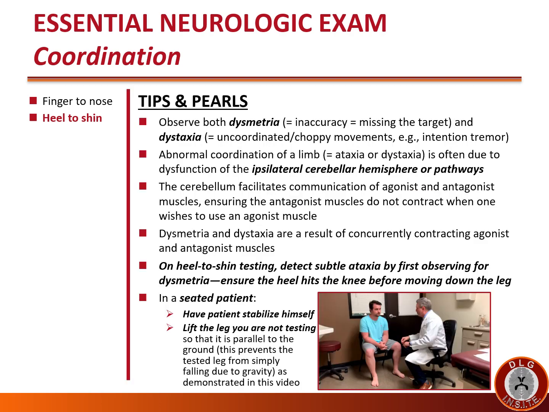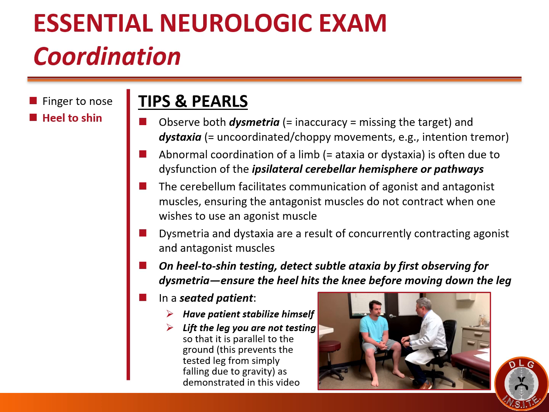Tips and pearls, coordination, heel to shin. Once again, observe both dysmetria, inaccuracy or missing the target, and dystaxia, uncoordinated choppy movements or intention tremor. Abnormal coordination of a limb, or ataxia, dystaxia, is often due to dysfunction of the ipsilateral cerebellar hemisphere or pathways, and the cerebellum facilitates communication of agonist and antagonist muscles, ensuring that antagonist muscles do not contract when one wishes to use an agonist muscle.